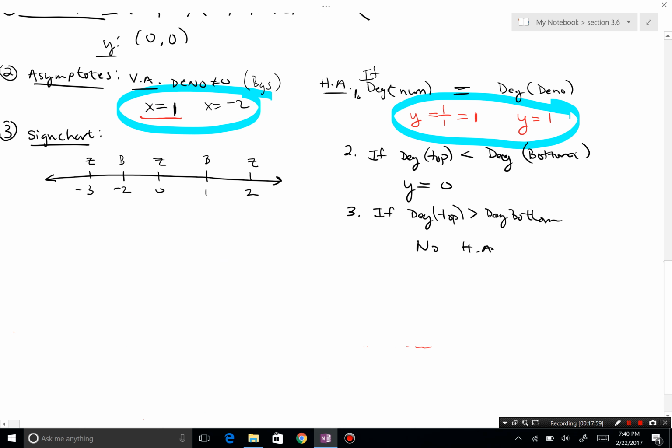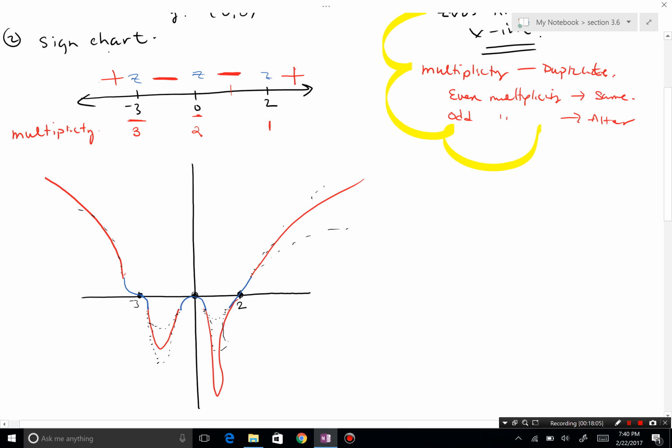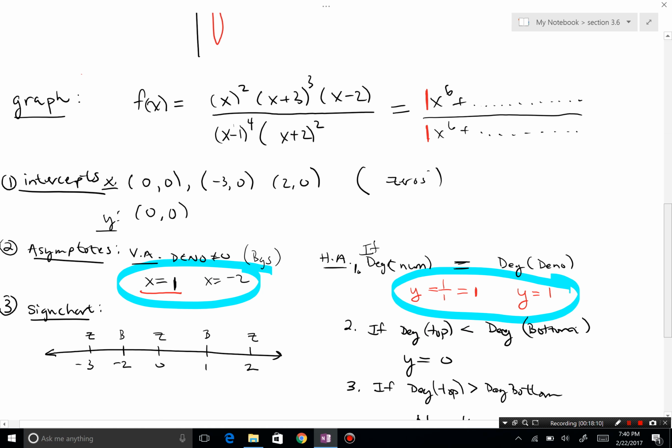I'll draw everything from scratch. Okay? So now what do we need to do? Well, it's the same thing as last time. What did we do last time? After we figured out zeros, we need to determine the multiplicities. Well, let's determine the multiplicities here.